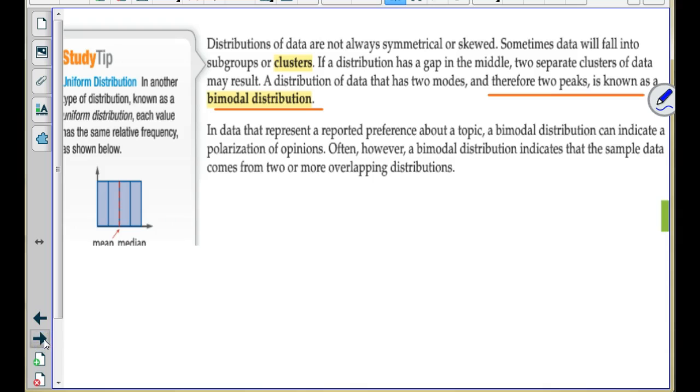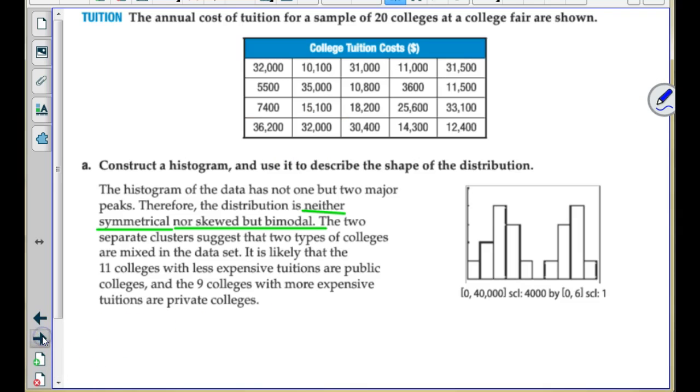This is just for you to look at and talk about a little bit. It says distributions of data are not always symmetric or skewed. Sometimes they fall into clusters. Therefore, there can be 2 peaks, and it's known as bimodal data. This doesn't happen very often, but it can happen. For example, this is the cost of college tuition. They just took 20 random colleges that came to a college fair. They said, what's your annual tuition? Well, they got this when they put them all in there.